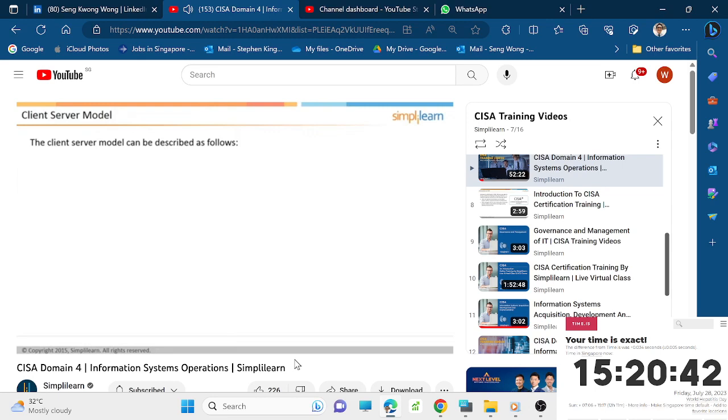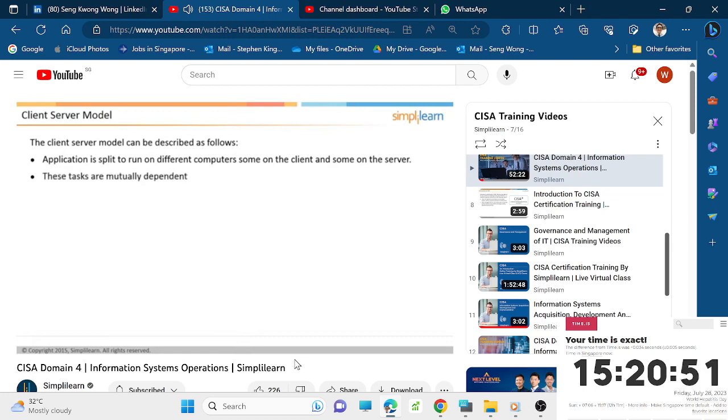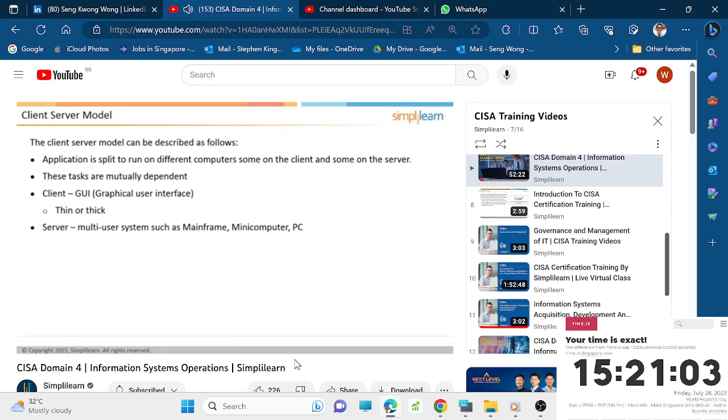In a client-server architecture, an application is split to run on different computers, some on the client and some on the server. These tasks are mutually dependent. On the client side, the graphic user interface can be thin or thick. The server is usually a multi-user system, such as a mainframe, mini-computer, or personal computer.